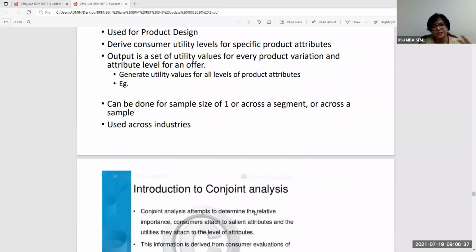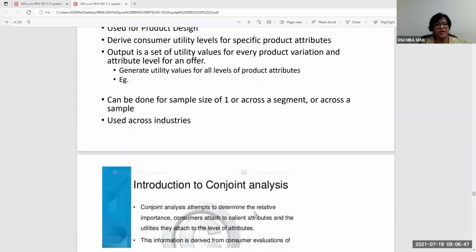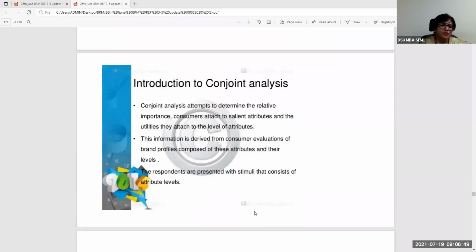Like I was telling you, it is used for developing product formulations, different models, different varieties of products, different product pack sizes, different product pack formulations, all of that. So conjoint analysis attempts to determine the relative importance consumers attach to salient attributes and the utilities that they attach to the different levels of attributes.